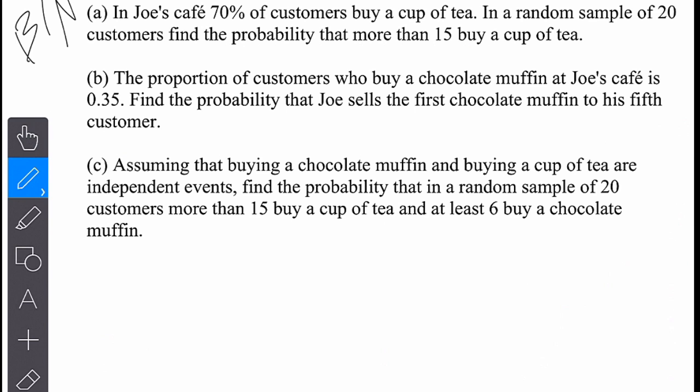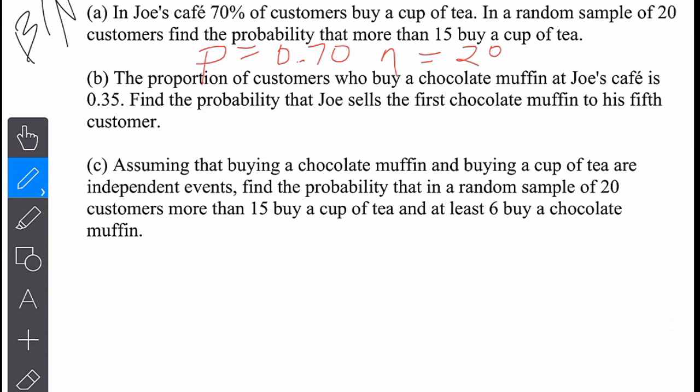And the other problem was probability. Okay, so for the binomial, 70% of customers buy a cup of tea. So we know this is the proportion of people who buy a cup of tea. This is our p, like the true p. Okay, so now, in a random sample of 20, so that's my n, customers, find the probability, there should be a comma there, that more than 15 buy a cup of tea.